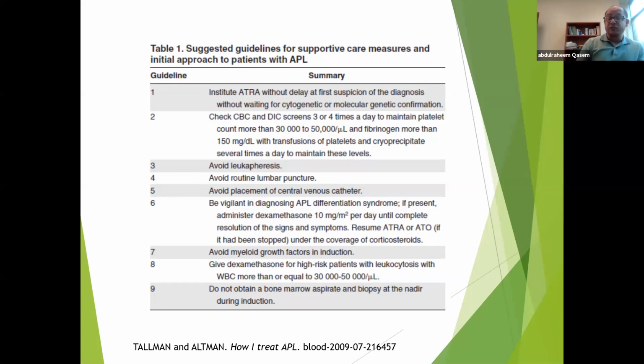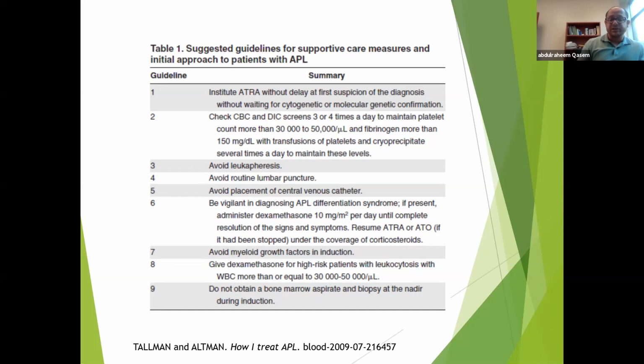concentration of fibrinogen in less volume. You don't do leukapheresis in patients with APL, even if they do have a high white blood cell count, because the risk of bleeding is high. These patients may bleed from the central line and they will die. And avoid any lumbar puncture, and avoid placement of a central line in people with suspected APL.